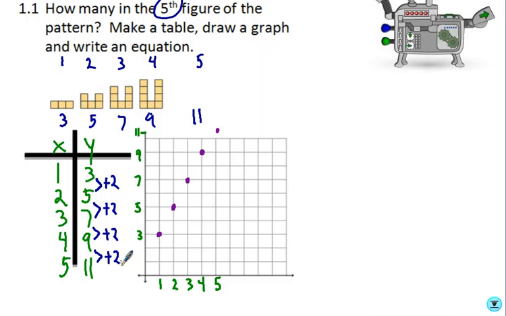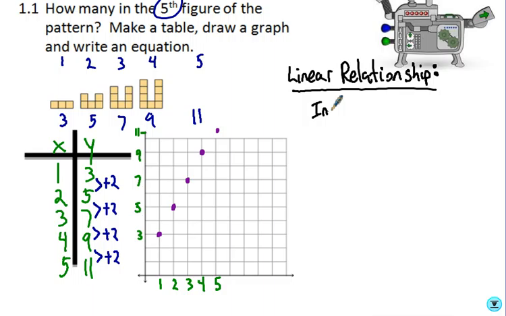So something that has a linear relationship, and maybe we just make a little note of this, it is linear because it increases at a constant rate, or changes at a constant rate. I don't want to say increases because it may not always increase. Maybe sometimes it decreases. This particular one increases, right? So it increases at a constant rate.